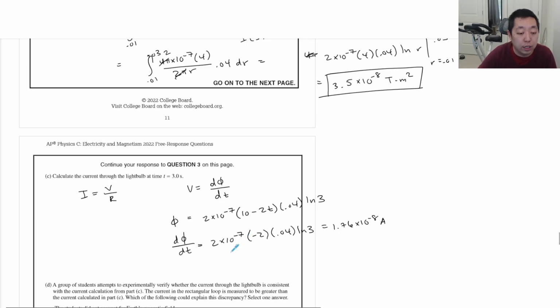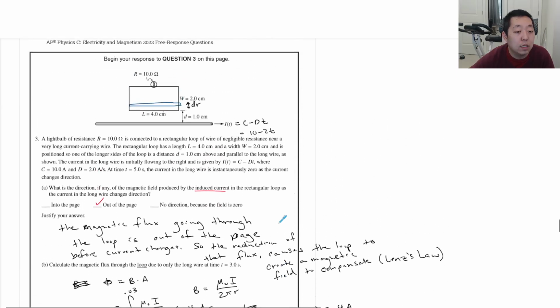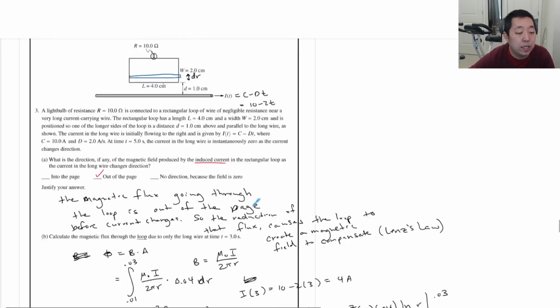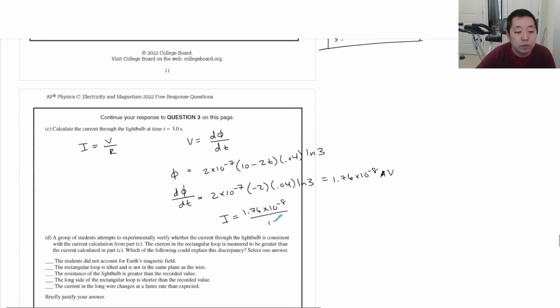And so what's the current? So that's the amps. That's the voltage. And so the current is the 1.76 times 10 to the minus 8 divided by the resistance. And the resistance is, sorry, I'm having a little bit of trouble here. The resistance is 10 ohm. Okay, I was just checking over some numbers.